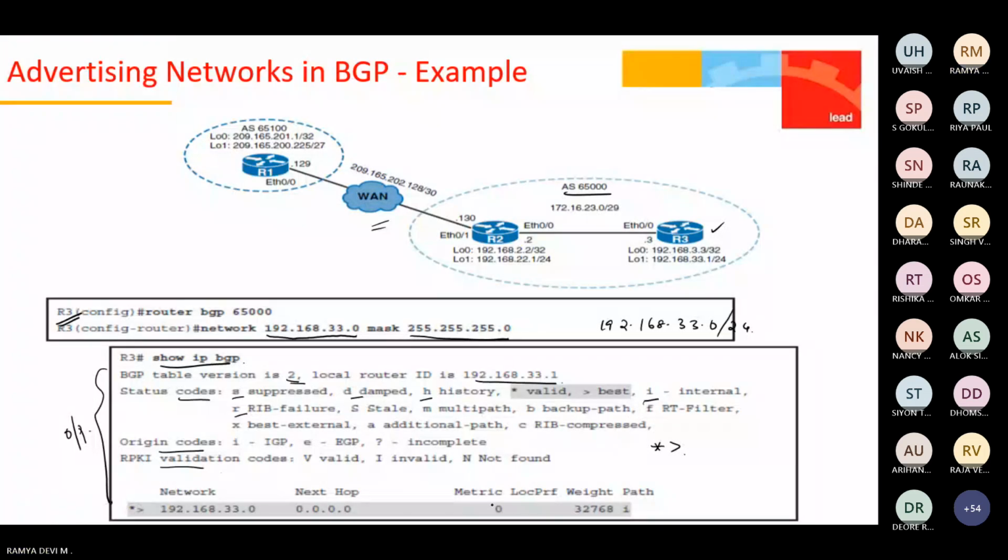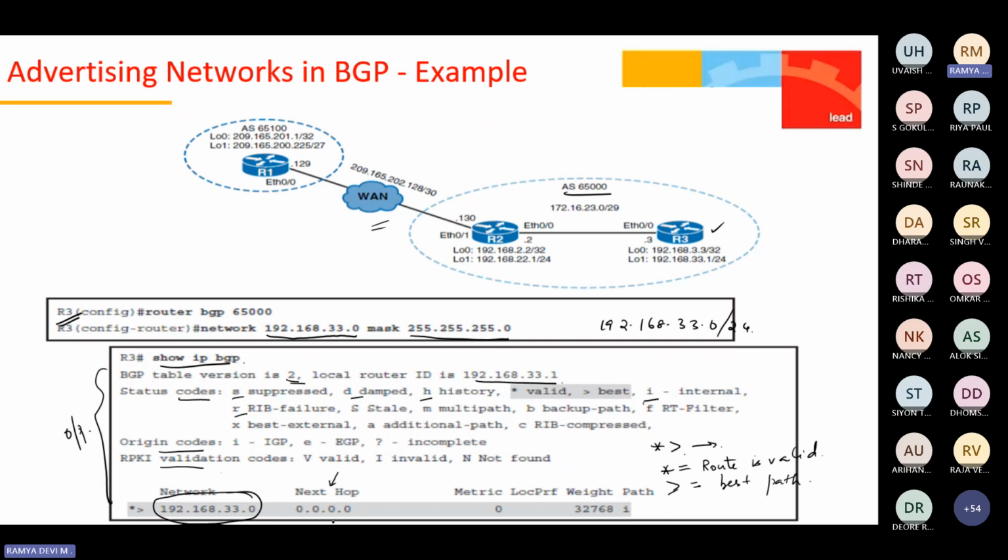The valid routes will be marked with star, and in this case this is the valid route. The next one, greater than symbol, marks the best path. Whichever path is selected will be identified with the greater than symbol. What is the network advertised? 192.168.33.0. This is the advertised network.